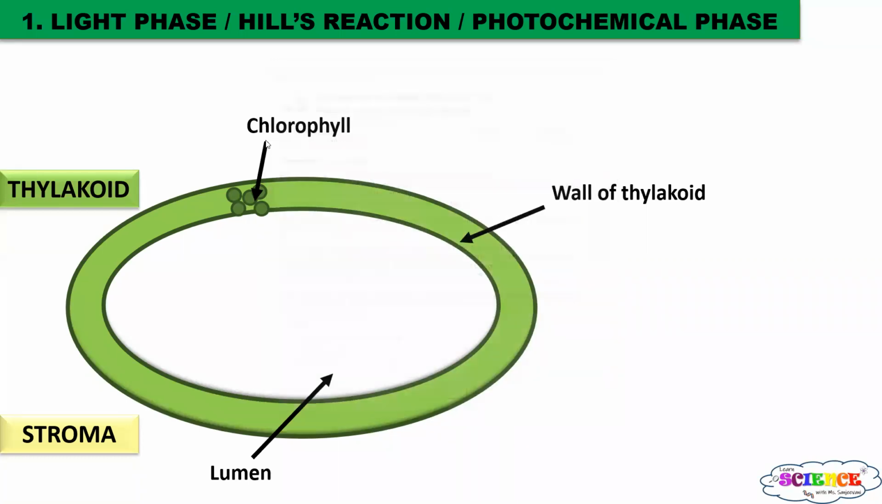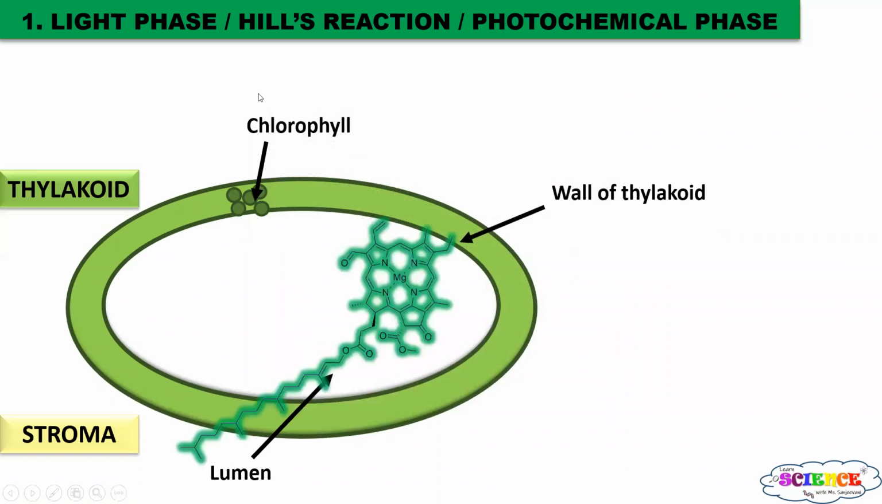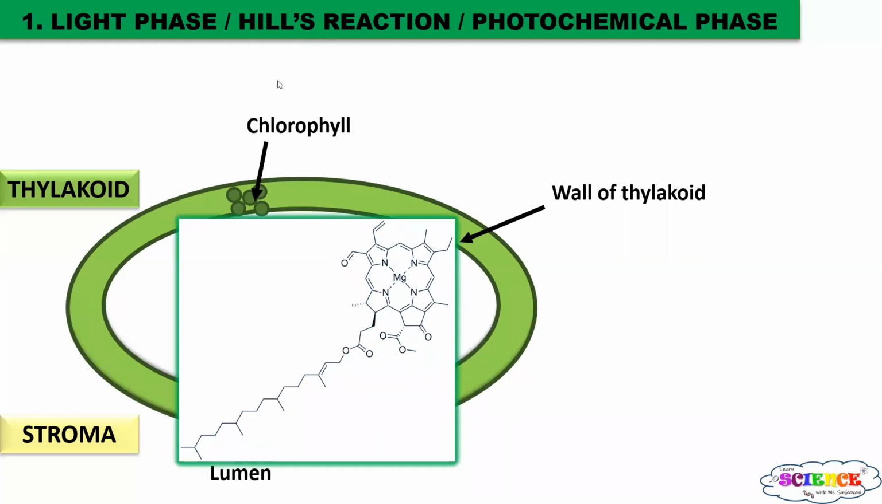This chlorophyll is a compound which contains carbon, hydrogen, oxygen, nitrogen, and very important, it contains a central atom, that is magnesium. So it contains the element magnesium, along with carbon, hydrogen, nitrogen, and oxygen.